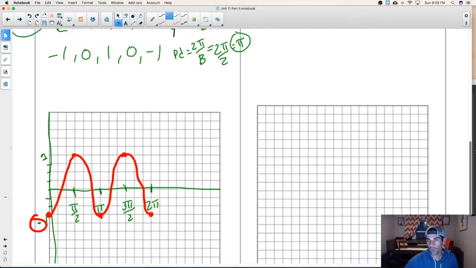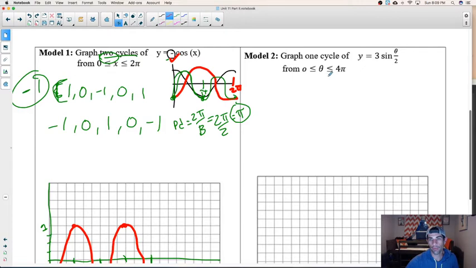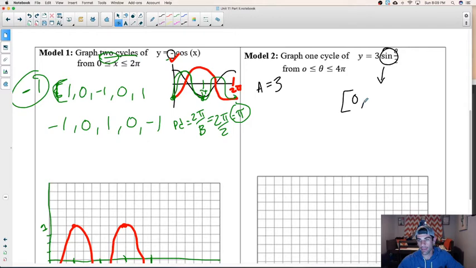Let's go again now. Let's try this one. Now this one's going from 0 to 4 pi, so it's going to be a little bit bigger. And it's going to be 3 sine theta over 2. Well, remember that the theta could always be an x, so it could be x over 2. They're just using it as theta. So the amplitude here is 3. Now it's a sine. What are our critical values of a sine? 0, 1, 0, -1, and 0. So remember, we have to multiply that by the amplitude. So it's 0, 3, 0, -3, 0.